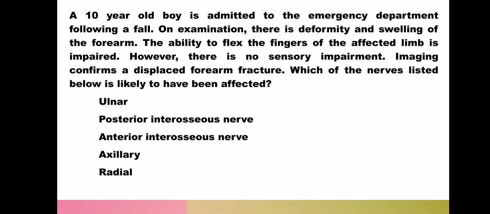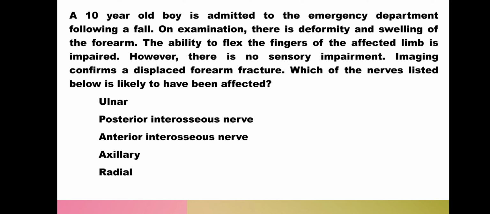The ability to flex the fingers of the affected limb is impaired. However, there is no sensory impairment. Imaging confirms a displaced forearm fracture. Which of the nerves listed below is most likely to have been affected? And the options are the ulnar nerve, posterior interosseous nerve, anterior interosseous nerve, axillary nerve, and the radial nerve.